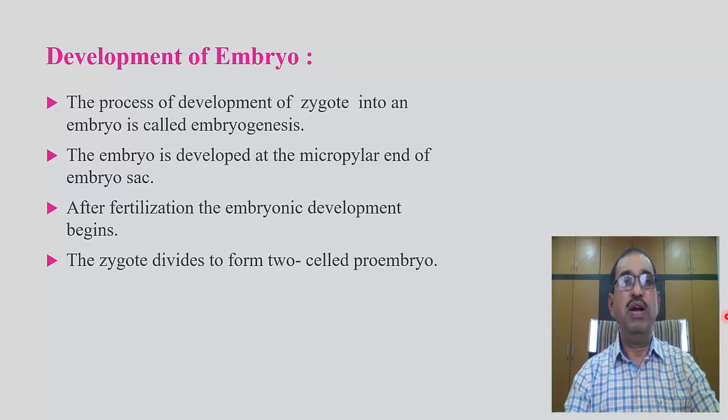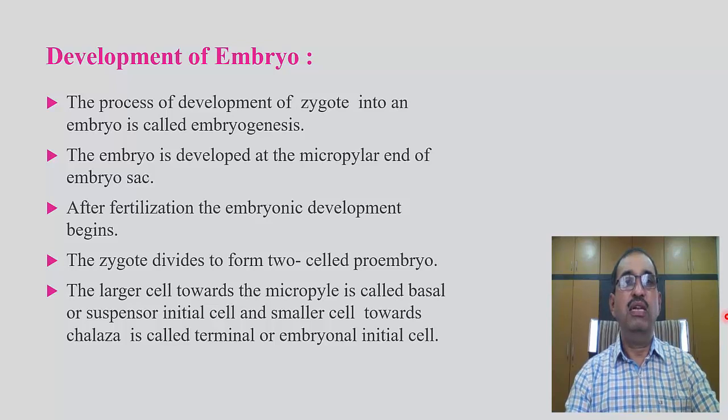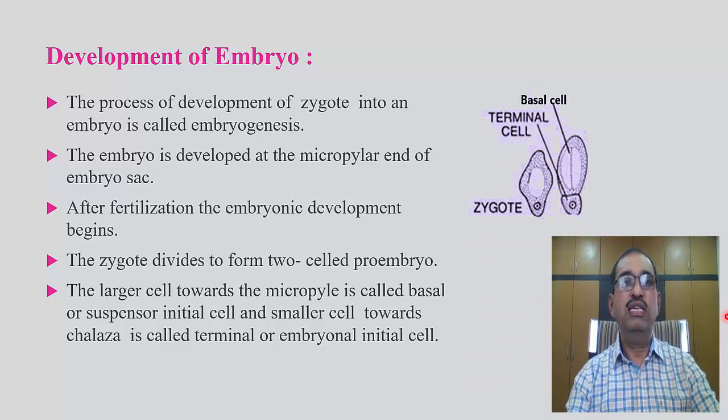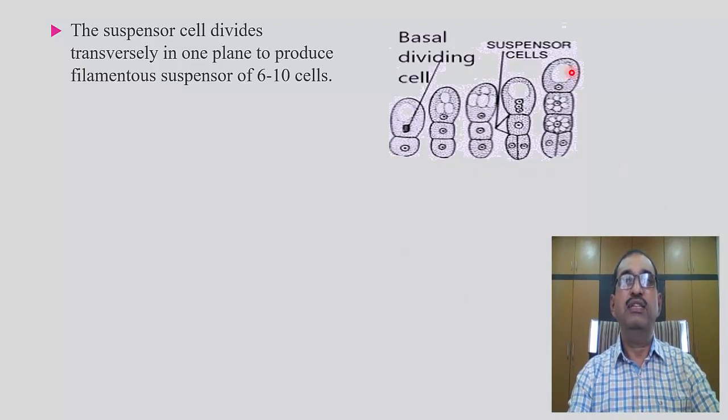The zygote divides to form a two-celled proembryo. The larger cell toward the micropyle is called the basal or suspensor initial cell, and the smaller cell toward the chalaza is called the terminal or embryonal cell. The suspensor cell divides transversely in one plane to produce a filamentous suspensor of 6 to 10 cells.